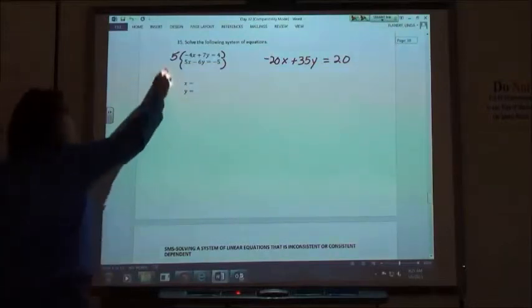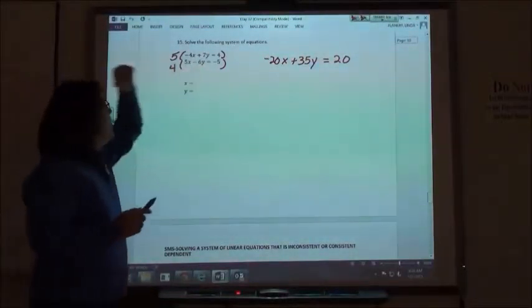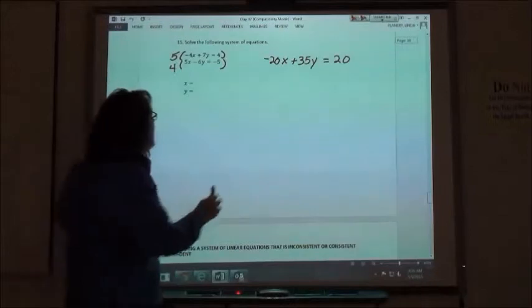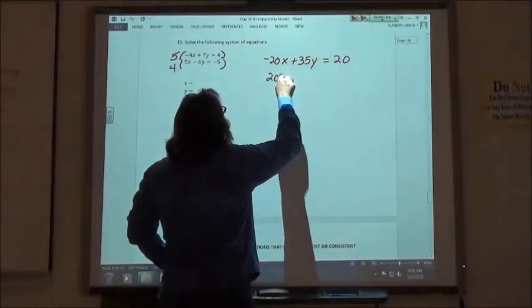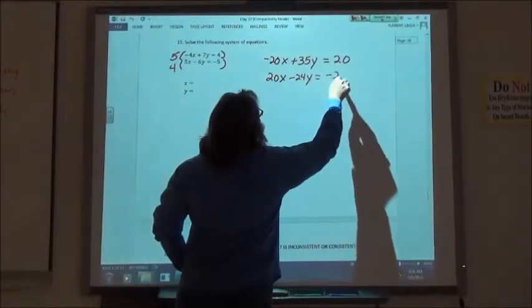So we're going to take our bottom equation times just 4, because we don't want the sign to change, right? If they're already opposites, both of our numbers are going to be positive on the outside. If they're the same, then I have to change one of them. So multiplying by 4, we are going to get 20x minus 24y equals negative 20.